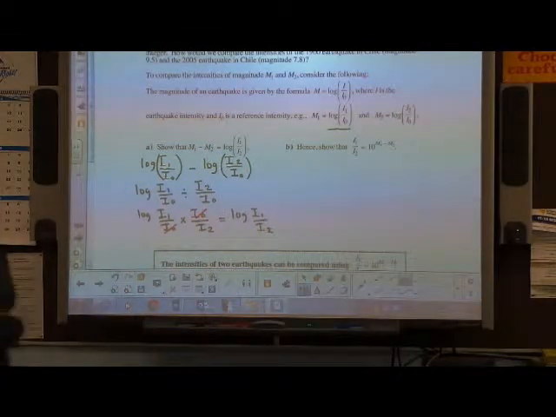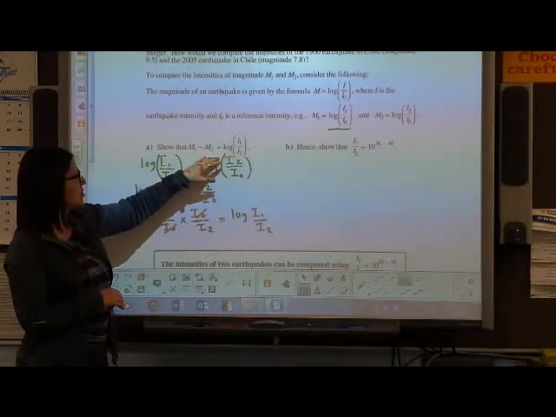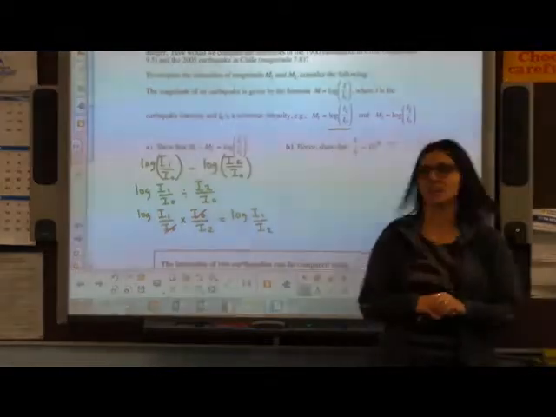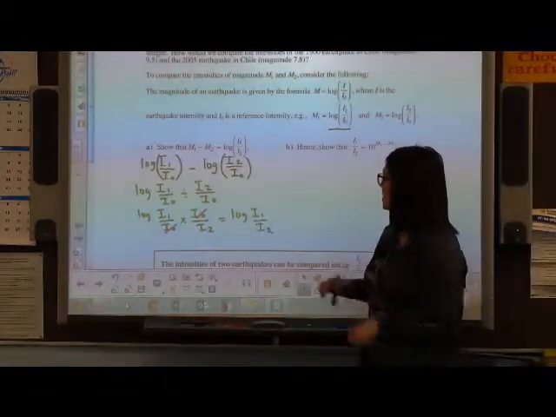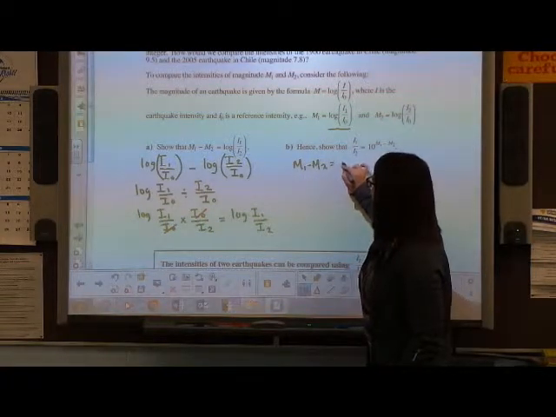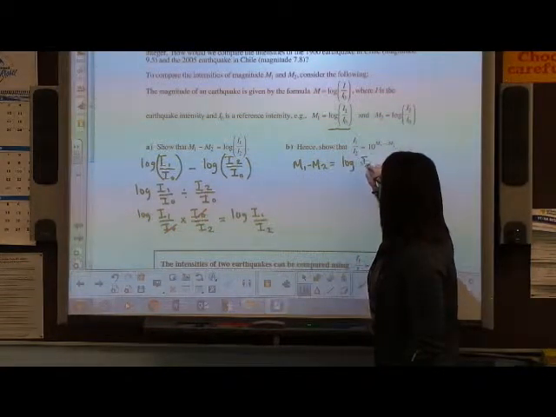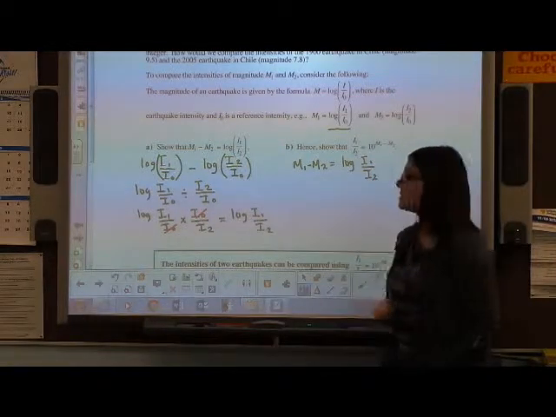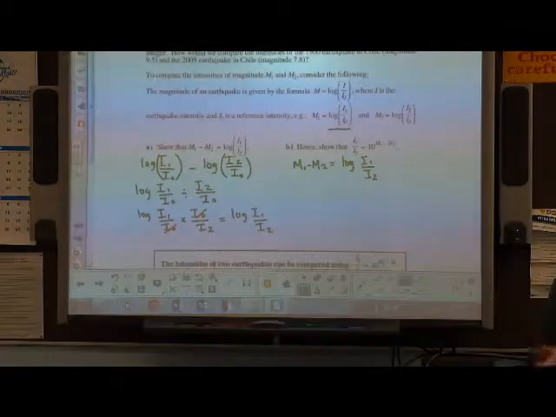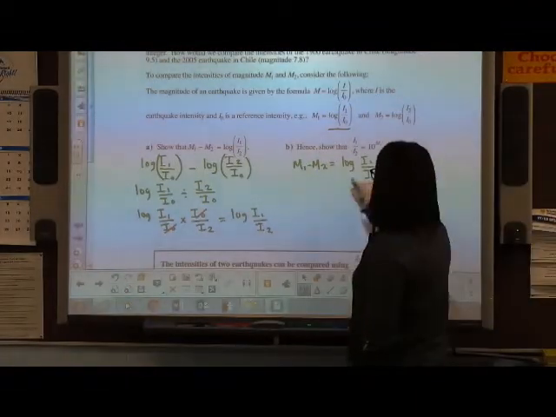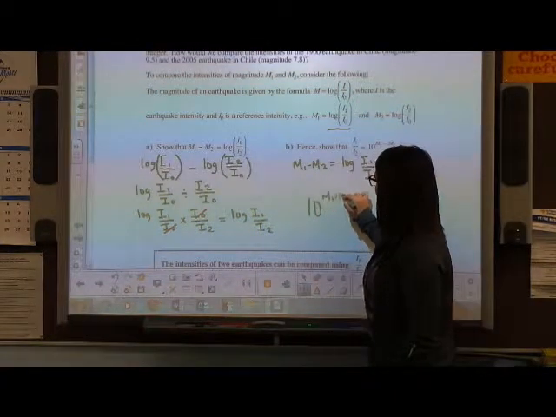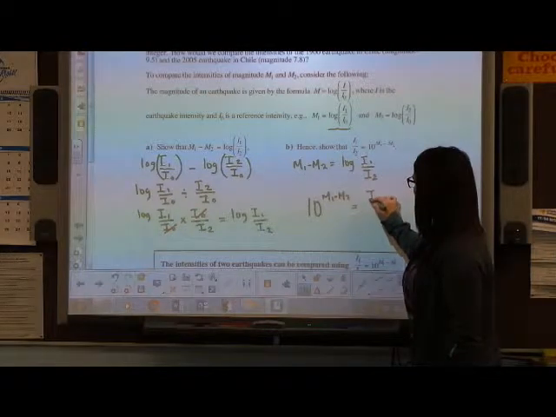Okay? So if M1 minus M2 equals this, show that this equals 10 to the power of M1 minus M2. Well, if I have that M1 minus M2 equals this, what's the base of this log? 10. So I can write this as a power: 10 to this power equals the argument.